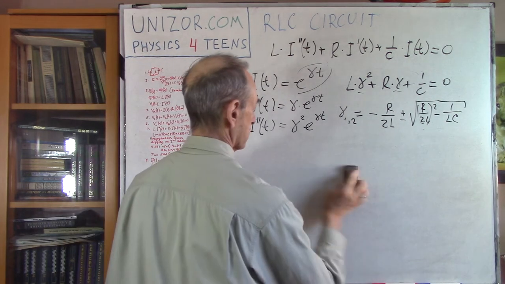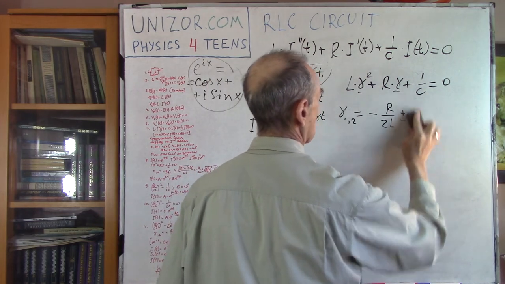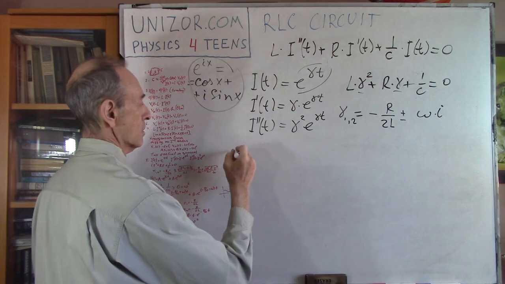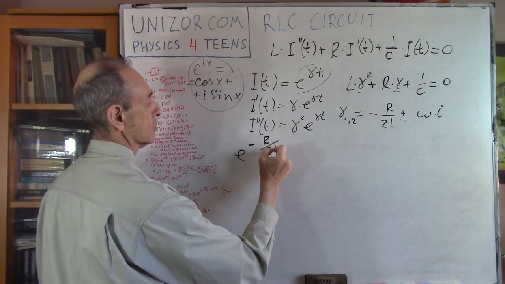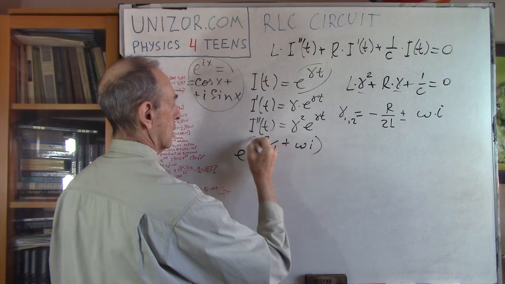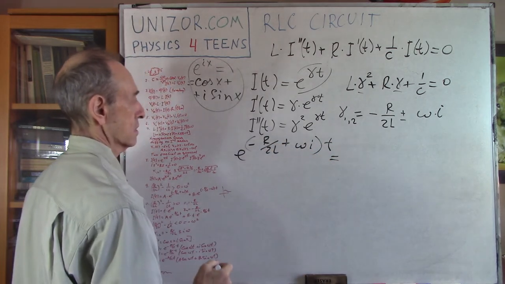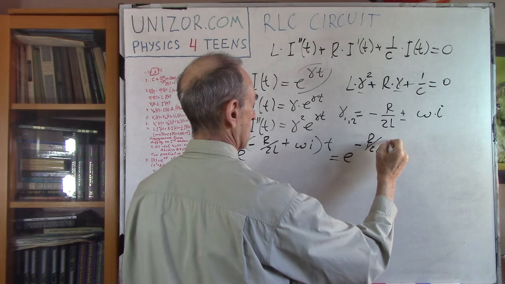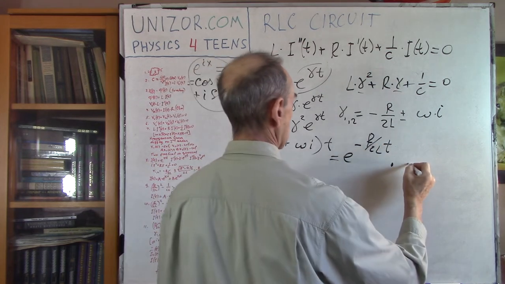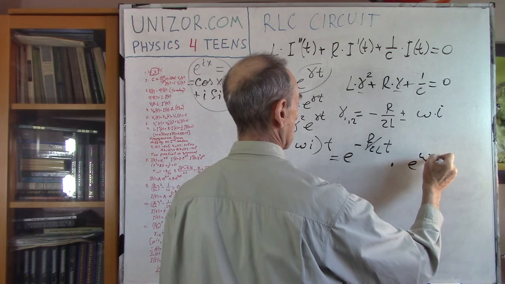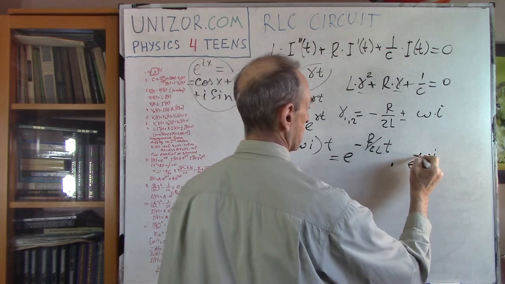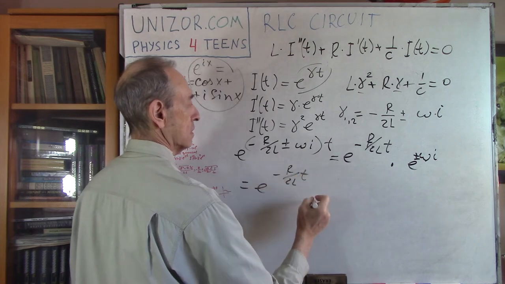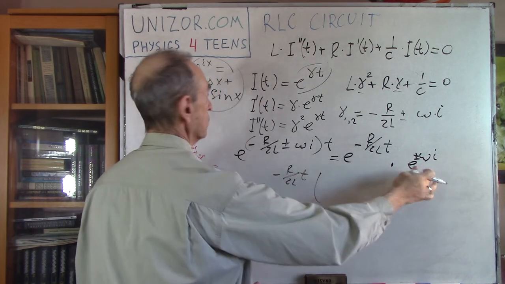So, let me just wipe this out, and I will put it here. Okay, so e to the power minus r over 2l plus omega i t. This is e to the power minus r over 2l t multiplied by e to the power omega i. Well, actually it's plus minus, so I will put plus minus. Equals e to the power minus r over 2l t times, and I will use this formula.